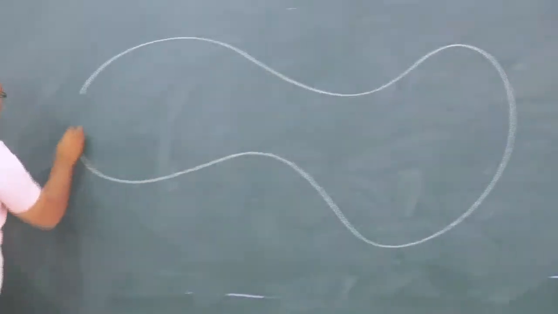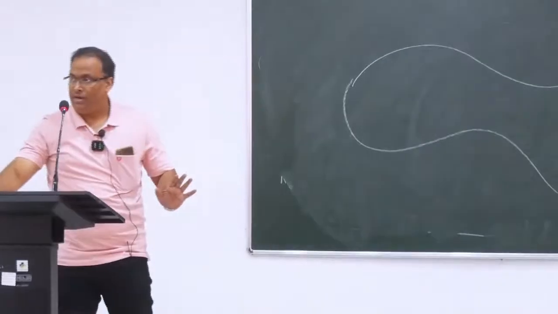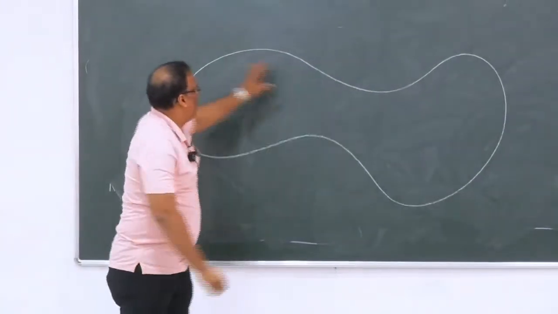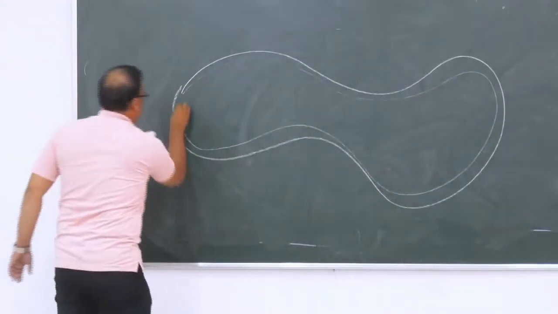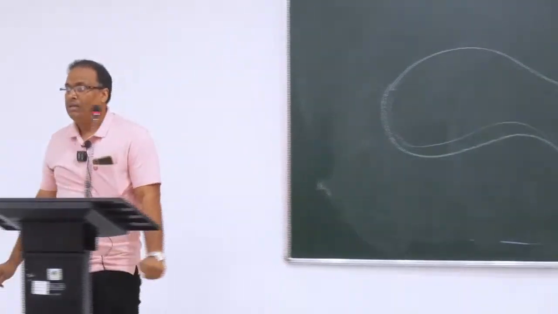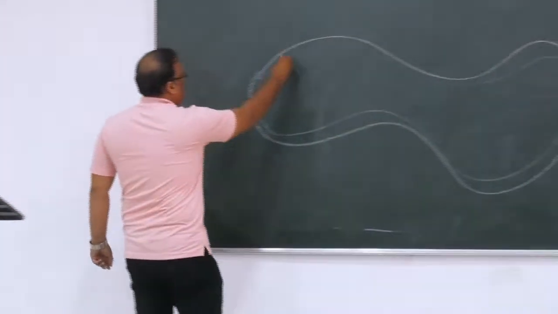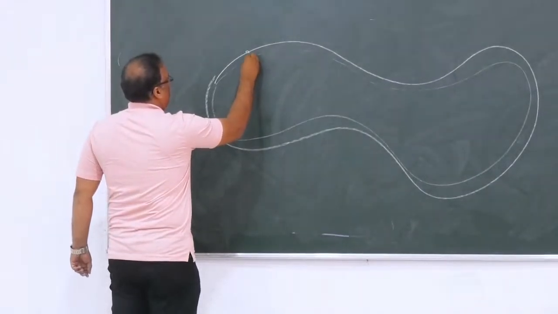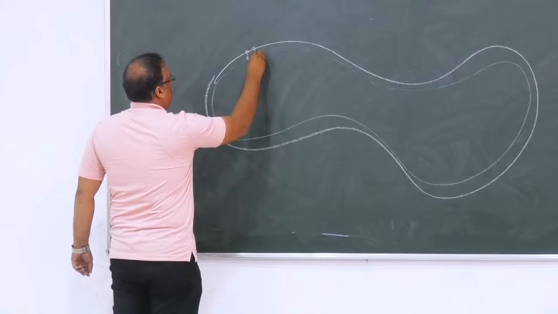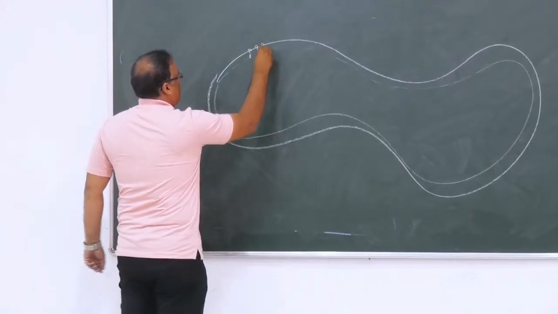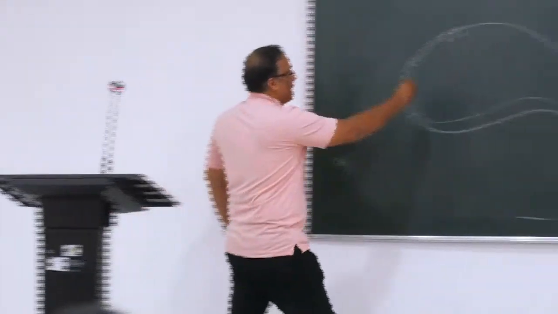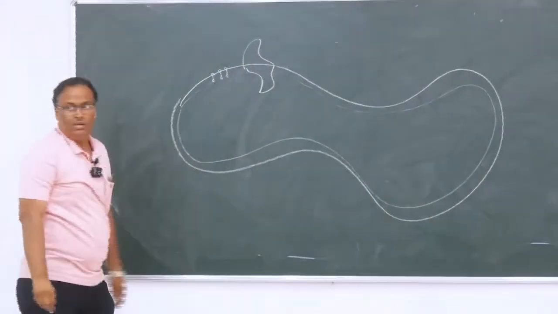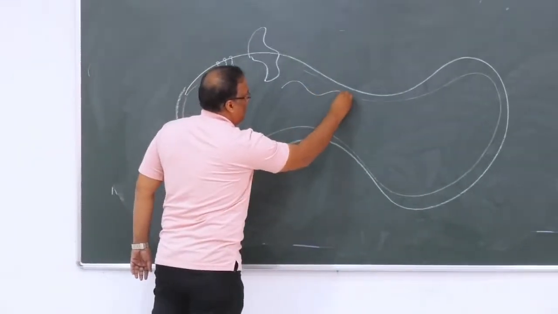Suppose this is a RBC, a 3D structure. So this is a membrane. Right? Membrane is a lipid bilayer. So lipid bilayers are there. Now some proteins are there that may be transmembrane, that may be intercytosolic.